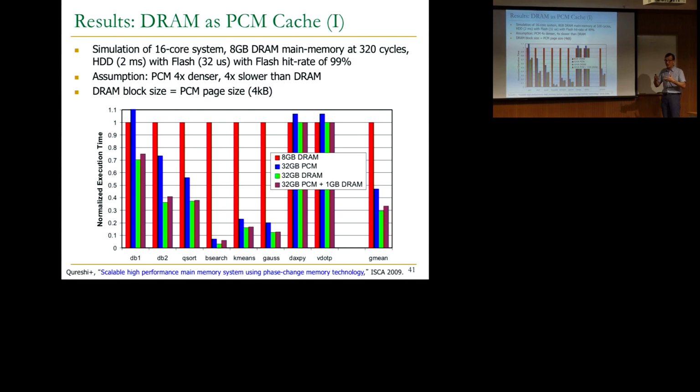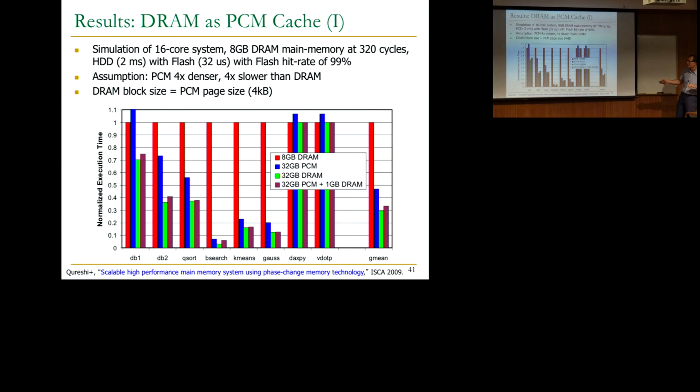But the more interesting comparison from my perspective is this one over here, 32 gigabyte PCM and 32 gigabyte DRAM. As you can see, there's a big performance gain because of DRAM. So DRAM is still higher performance. The way this paper tried to overcome that performance loss is by having some amount of DRAM in the system and some amount of PCM. So 1 gigabyte DRAM plus 32 gigabyte PCM. If you have that, and if you use the techniques that we just discussed in the previous slides, you get very close to the 32 gigabyte DRAM system.